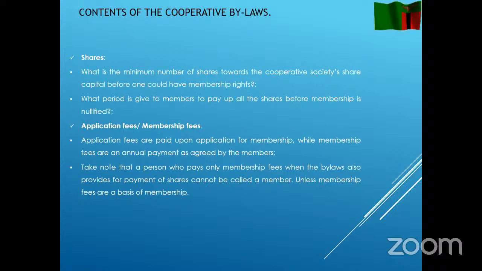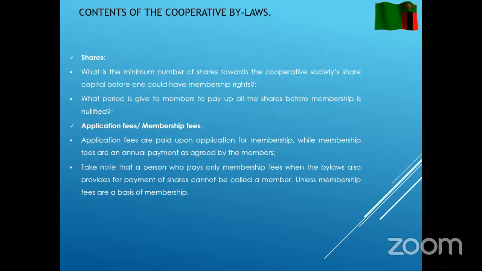Now, application fees or membership fees. Application fees are paid upon application for membership, while membership fees, sometimes the board or the members will agree that every year, members are supposed to pay the annual membership fees. But I want you to take note that sometimes a person will pay membership fees. The bylaw provides that as you are applying, you pay an application fee. And then they will tell you, maybe pay for at least one share.